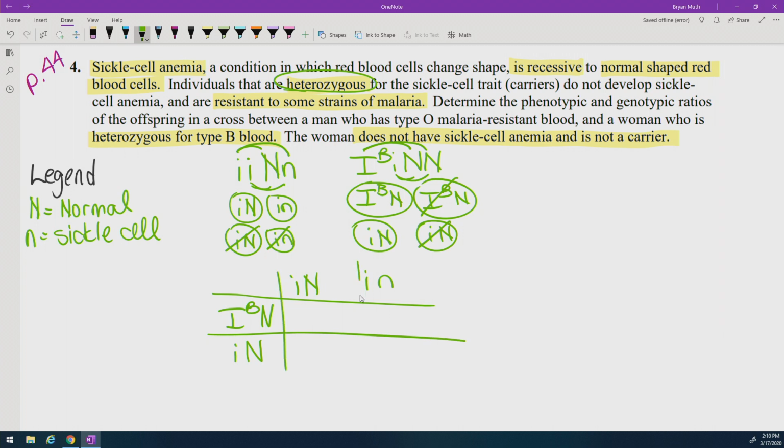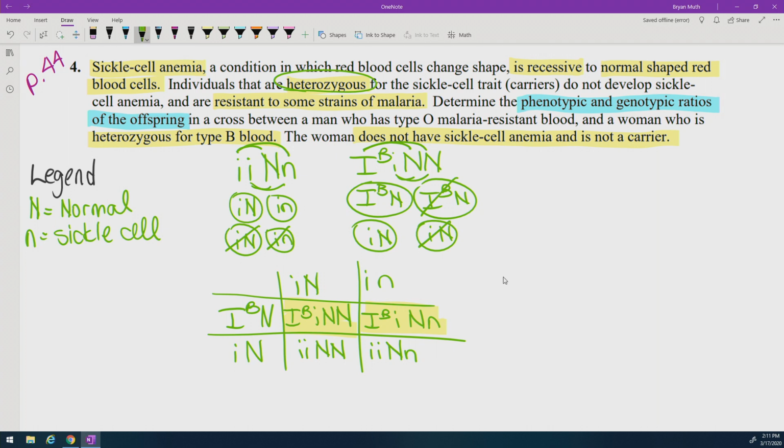Okay, then we'll cross the individuals to find the offspring. Make sure you keep the blood types together and then the sickle cell trait together. And check back what we're looking for. Determine phenotypic and genotypic ratios of the offspring. So we have type B normal, another type B normal.